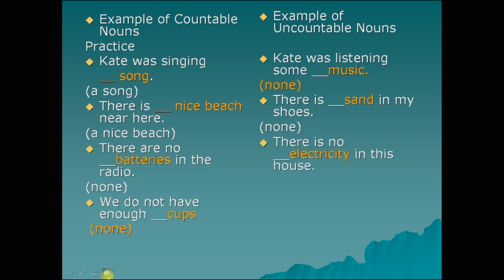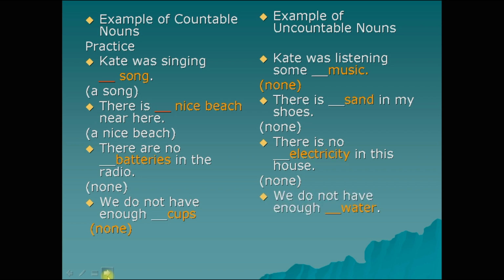There is no electricity in this house. So what is the answer? A, an, or none? Correct, none. Because electricity is an uncountable noun.